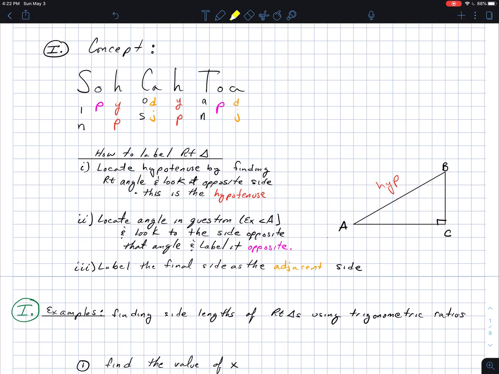The next thing I'm going to want to do is look at the side that's opposite the angle in question. Well, we already said the angle in question is A. So we're going to locate that angle in question, A, and look at the side opposite that angle and label it opposite. So I'm going to look at this side here. This segment BC becomes the opposite side to angle A. Now we're going to label that with the pink color. So here's opposite to angle A.